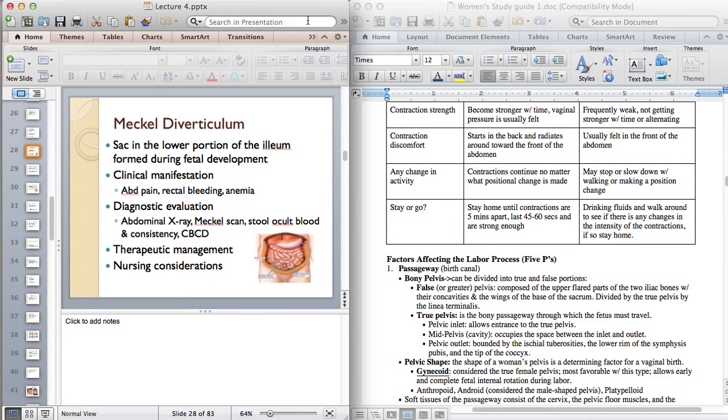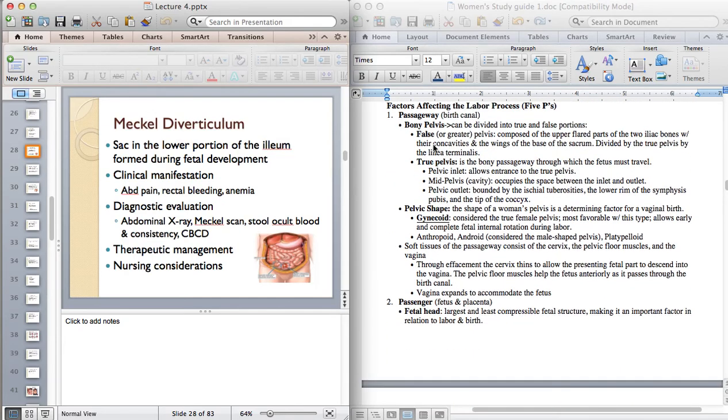You might get asked what is the function of the appendix in the body. It seems it's just there to collect. It has no real function, which is why when you take it out, you don't really miss anything.